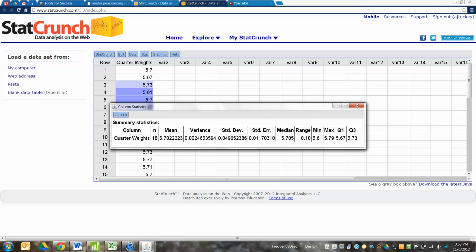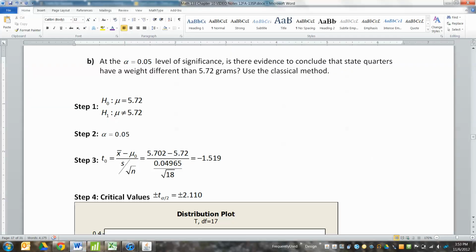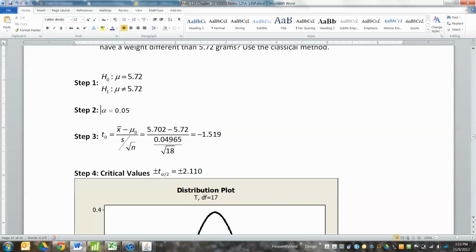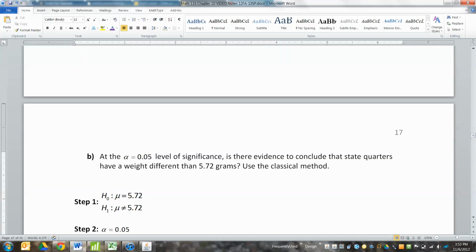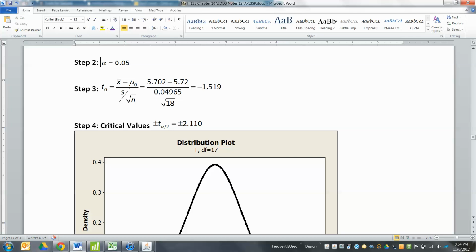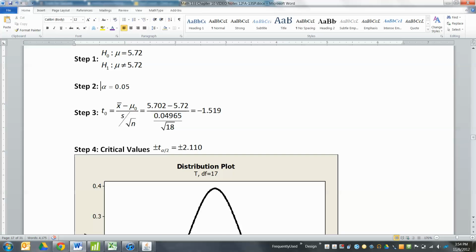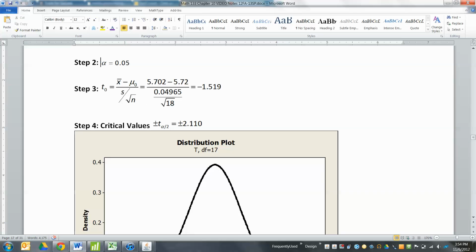And there you can see your mean is 5.702, your standard deviation is 0.0497. So you find those values, you put them in here over the square root of 18, because that's the number in your sample, and you find negative 1.519. You can do it by hand with a calculator, or you can use StatCrunch to do it. I'll show you that a little bit later.